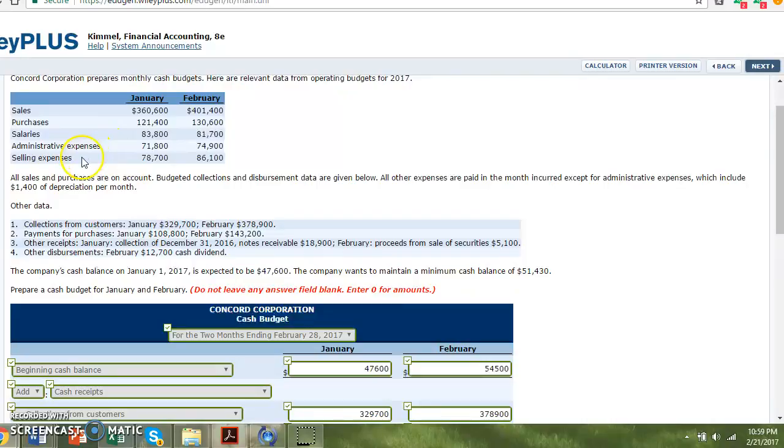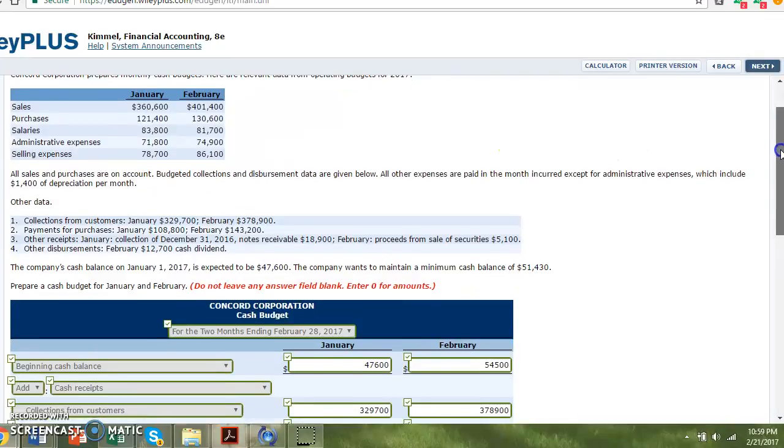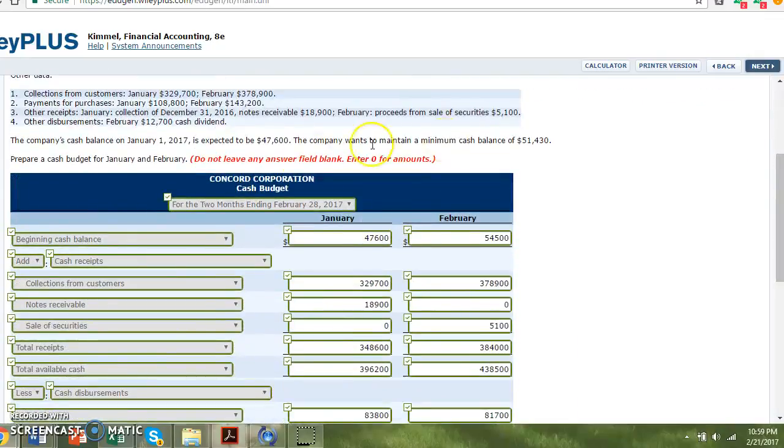administrative expenses, and selling expenses are paid in the month incurred, except for administrative expenses, which include $1,400 of depreciation per month. So this amount here is going to actually be less than what it shows. Then we're told that the cash balance on January 1st is expected to be this, and the company wants to maintain a minimum cash balance of this.